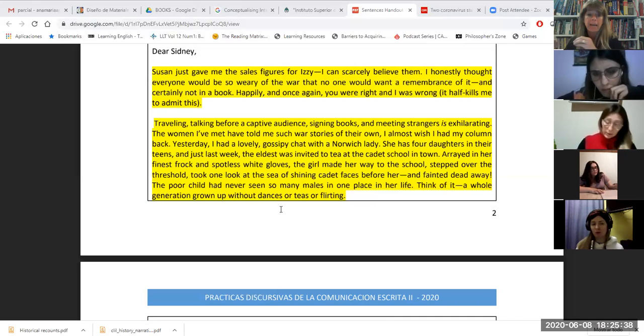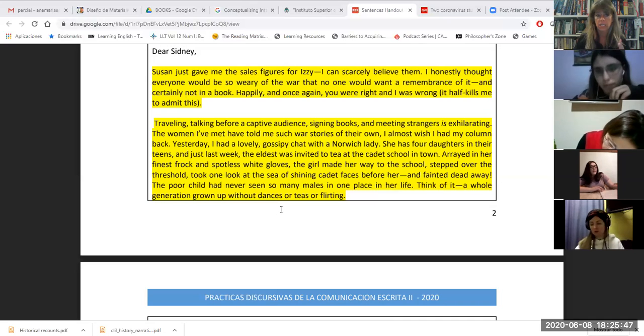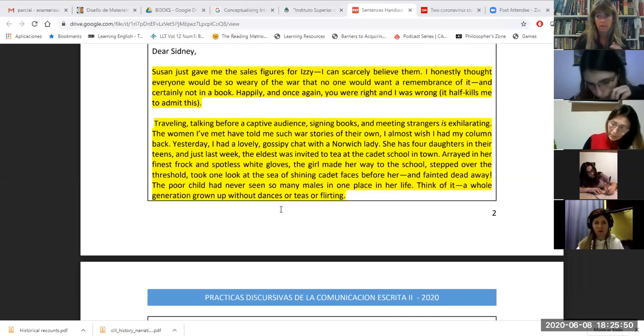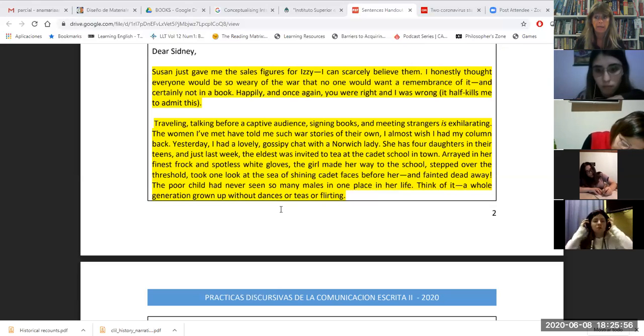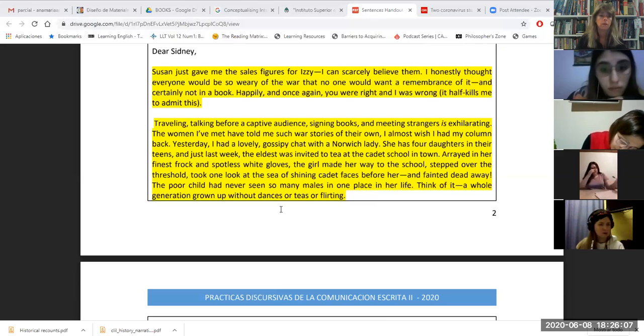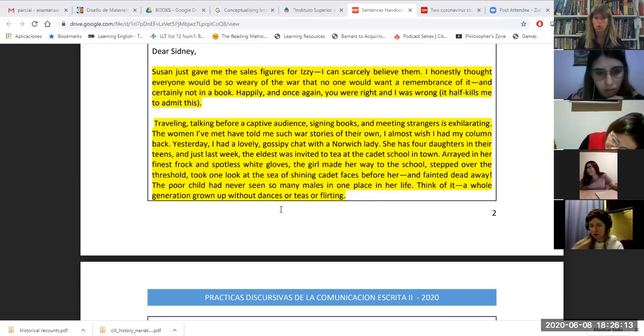I almost wish I had my column back. That's another thought. So this is a compound complex sentence. Okay. All right? Do you see the difference, people? Is it clear? I really want to know if it's clear for you. Why is it compound and why is it complex? Yes. All right. Okay, so this is a compound complex. Now, let's try to do one more, because I want to go on with other issues.